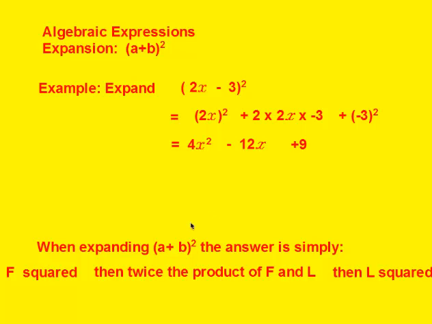There's some examples to show you how this shortcut works. Square the first, in the middle is twice the product, and on the end is the last squared.